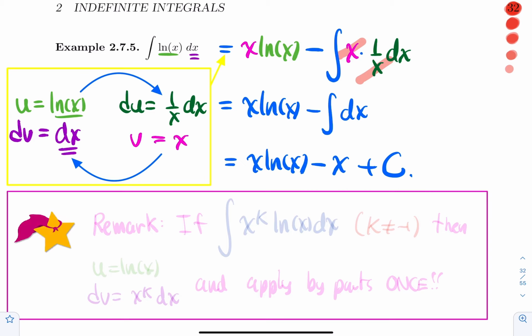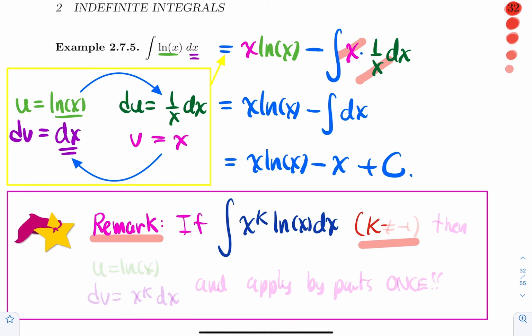All right, let's summarize these two examples with a remark. If you start with an integral of the form x to some power k times ln of x. Actually, ln of x could be ln of mx; if there's a coefficient in front of x, it's the same trick. But just a small remark here, k cannot be equal to minus 1, because if k is minus 1, you have ln of x over x, and this integral can be done by substitution.